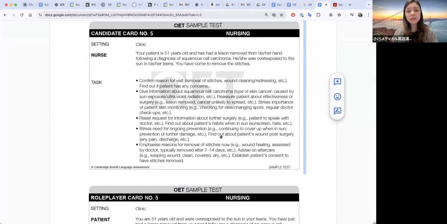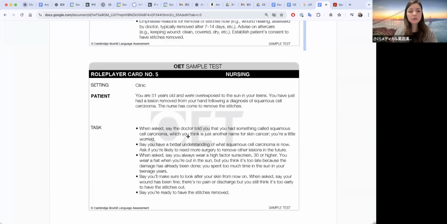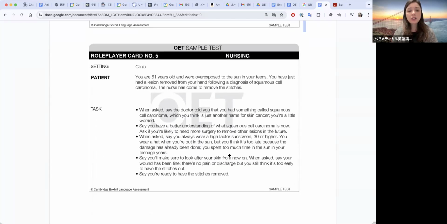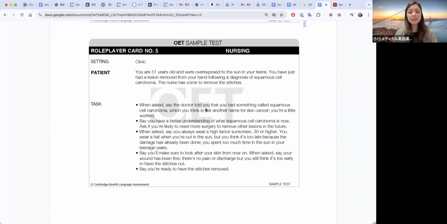Also, how's your wound been since the surgery? Is there any pain or discharge? Oh yeah, I'll be sure to look. I probably want to cut the conversation here, stress the importance of ongoing prevention, ask how that sounds, and then start the next one.